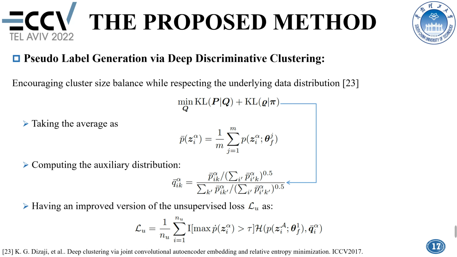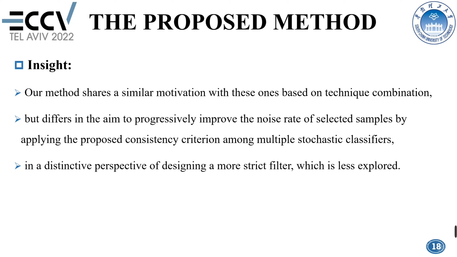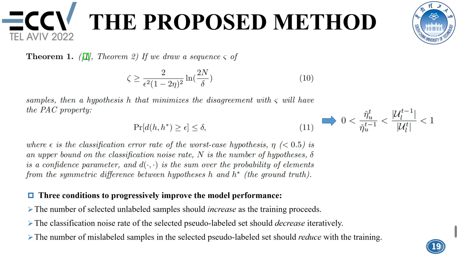via a cross-entropy loss. Intuitively, our method shares a similar motivation with those based on technique combination, but differs in the aim to progressively improve the noise rate of selected samples by applying the proposed consistency criterion among multiple stochastic classifiers. From a distinctive perspective of designing a more strict filter, which is less explored, we provide theoretical analysis for our method. Three conditions to progressively improve the model are derived from Theorem 1. Our method can satisfy the three conditions, as shown shortly.